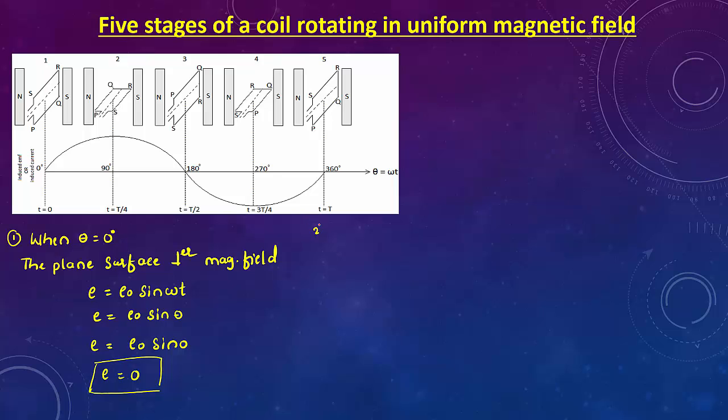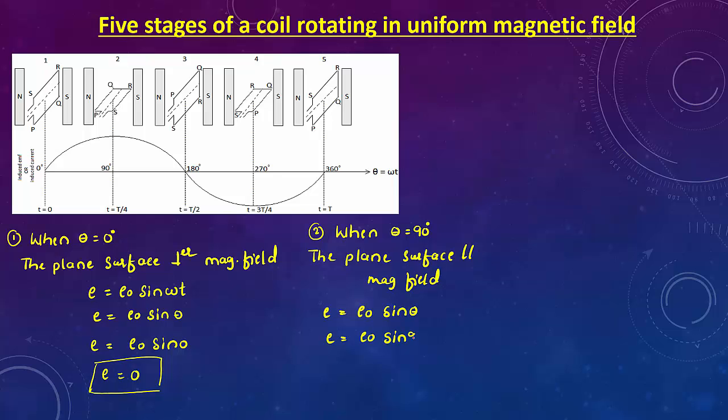Then, when this coil starts to rotate, for the first half rotation, when it completes the first half rotation, theta equal to how much? 90 degree. When theta equal to 90 degree, it means the plane surface is parallel to the magnetic field. When it is parallel to the magnetic field, we can substitute the value in E equal to E naught sine theta. Theta is 90 degree. Sine 90 is equal to 1. So we got the answer E naught. E equal to E naught, that indicates induced EMF is maximum for the first half rotation. Initially, induced EMF is 0. For the first half rotation, now induced EMF is equal to E naught. E naught is the peak value of EMF or maximum value of EMF.